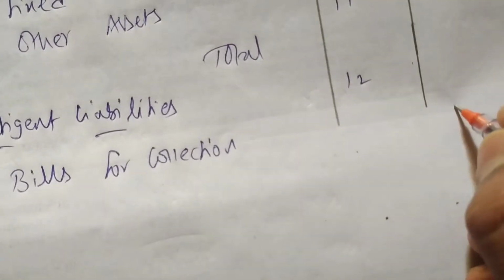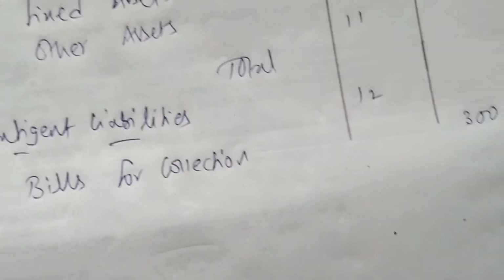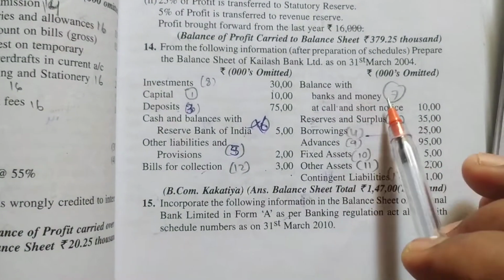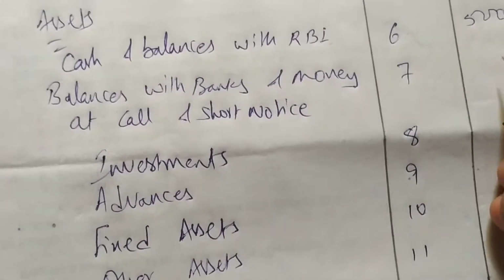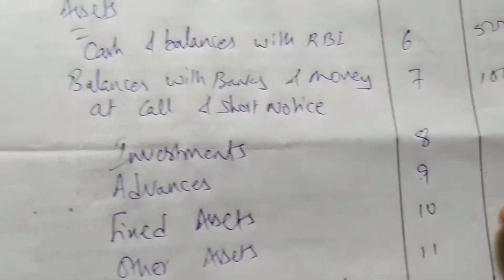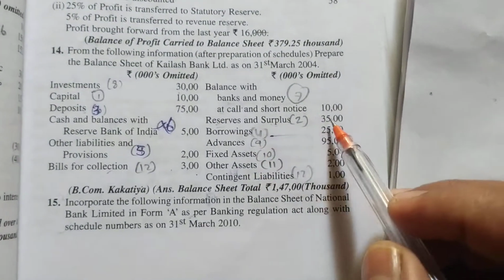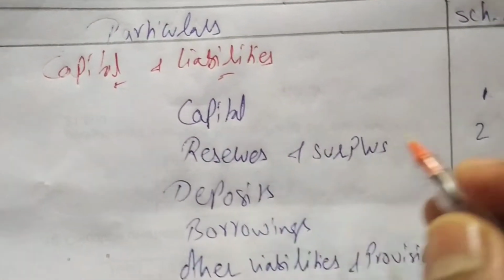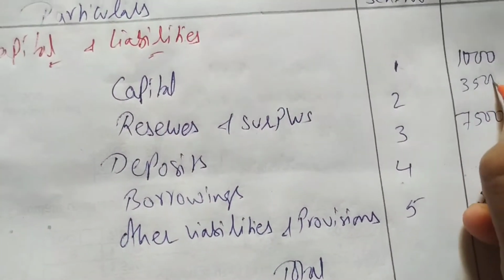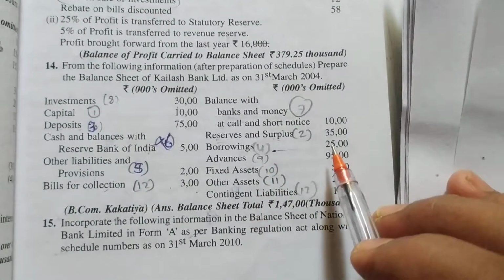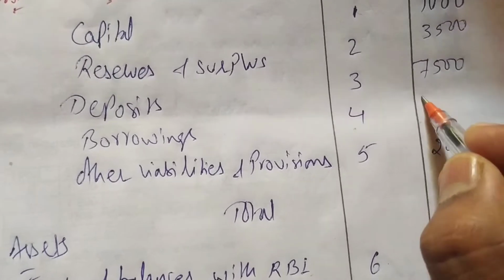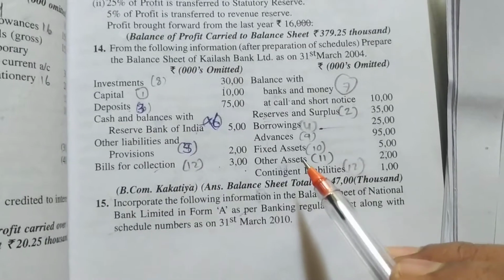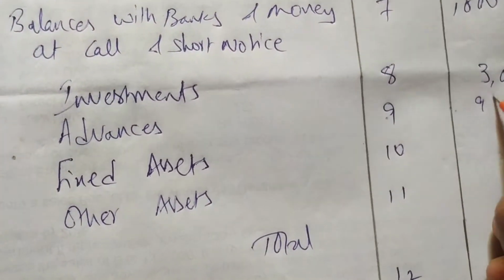Next, bills for collection, we'll write 300. This is after the balance sheet, as contingent liability. After that we are having balance with banks and money at call and short notice 1,000. After that reserves and surplus 35,000, 3,500 sorry. We'll come in front of reserves and surplus and write 3,500. After that borrowings 2,500. Advances, after that we are having 9,500, schedule number 9.